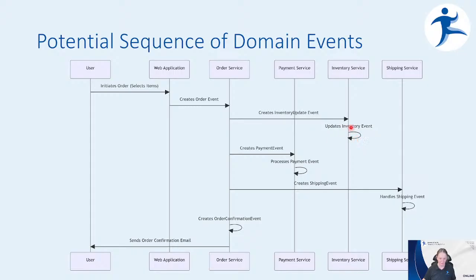The order is created. Then we're going to update the inventory. While the inventory is getting updated, order service can also create the payment event, and the payment service can be dealing with this at the same time. So we've got the inventory getting handled, the payments getting handled. We can also then have the shipping getting handled. So there's a shipping event, which gets handled by the shipping service. And then once all of that is taken care of, then there's an order confirmation event, which then sends the order confirmation to the user.